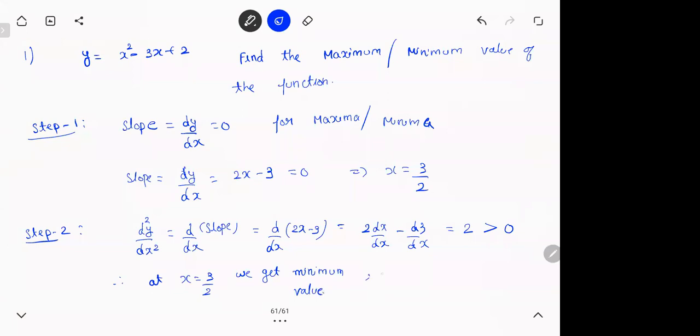And minimum value, how much is the minimum value? So y's minimum value is, when you put x is equal to 3 by 2, 3 by 2 whole square minus 3 into 3 by 2 plus 2. 9 by 4 minus 9 by 2 plus 2. How much is this? Minus 9 by 4 plus 2, minus half, minus 1 by 4. So the minimum value of y is minus 1 by 4.